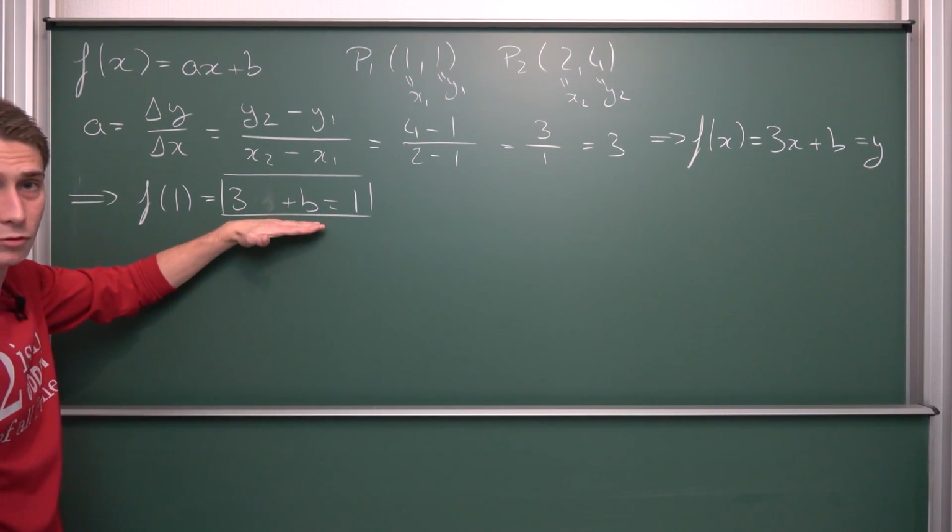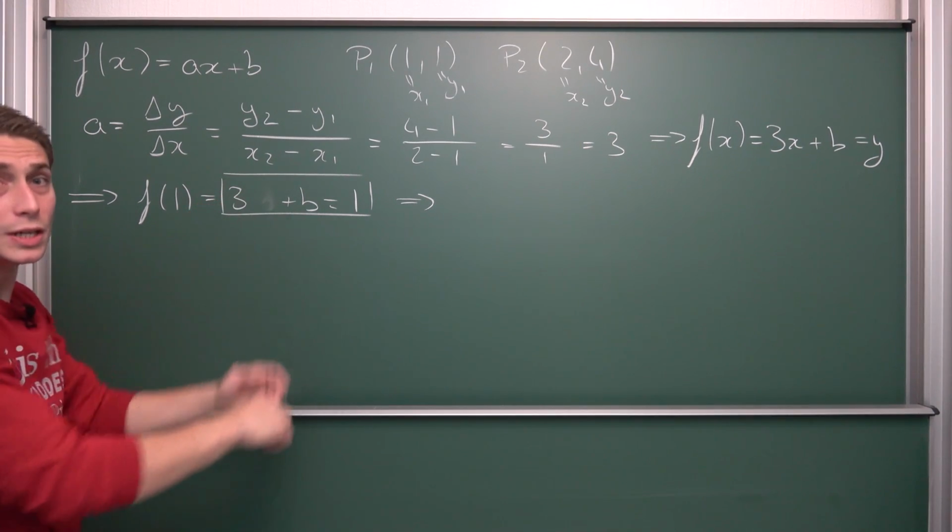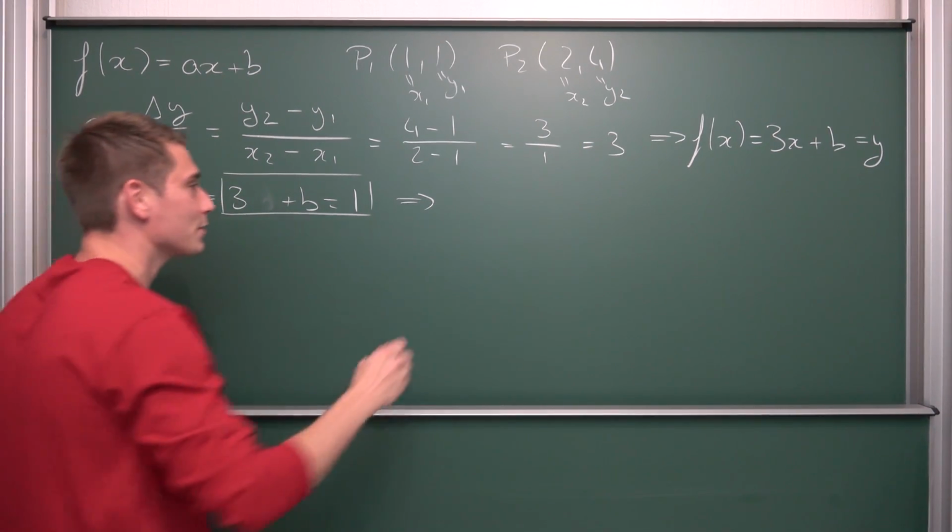And now, what do we have to do to solve for b? Well, obviously we need to subtract 3 on both sides, because 3 minus 3 is going to give us 0, and 0 plus b is hence nothing but b.